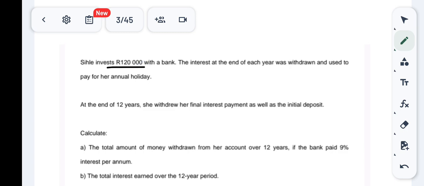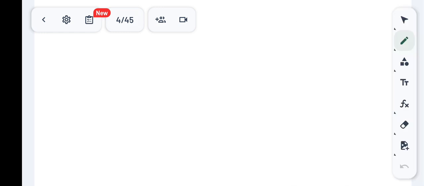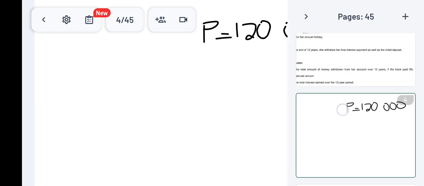So to make things simple for you, you need to collect data. Check what are the things that you have, and then collect data. Because it's financial mathematics, it might confuse you when you don't collect data. So Sihle invests 120,000 with a bank. What is that 120,000? That 120,000 is our principal amount. It's the present amount, so it's 120,000. Right, so that is P.